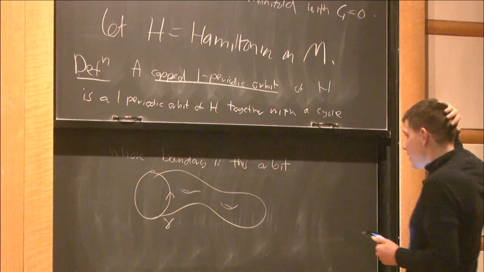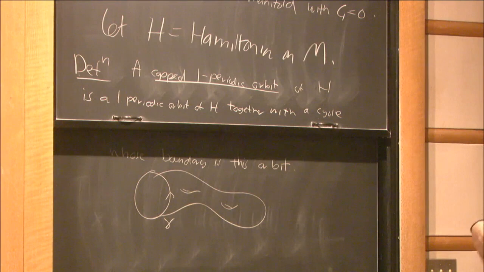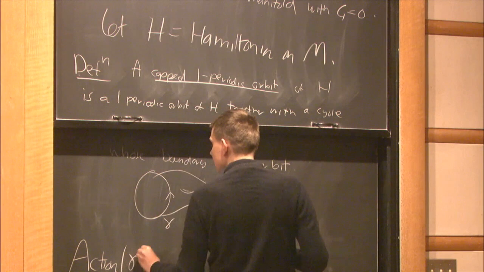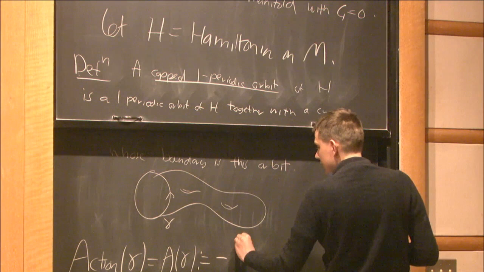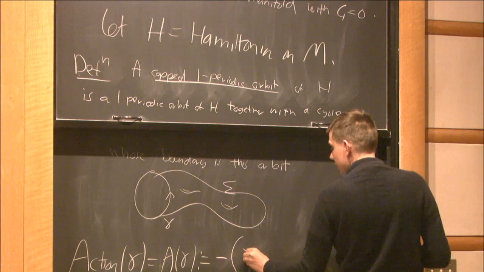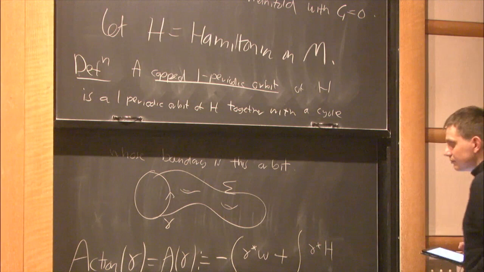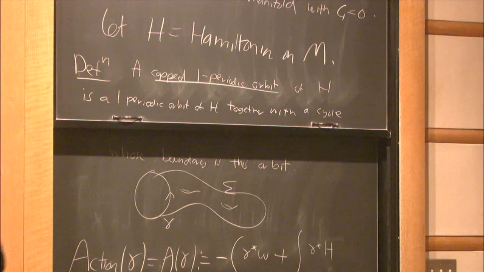In my paper, I really rely on this. There's a more abstract way you could define Hamiltonian Floer homology, but somehow it's more convenient to do it this way for me. So I have what we call an action of this orbit, which I write as A of gamma. This is defined to be the integral over this surface sigma of gamma star omega plus the integral over the boundary of sigma of gamma star H. So Hamiltonian Floer homology is Morse homology of this function here, roughly.